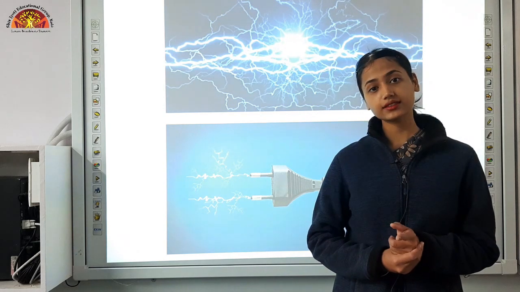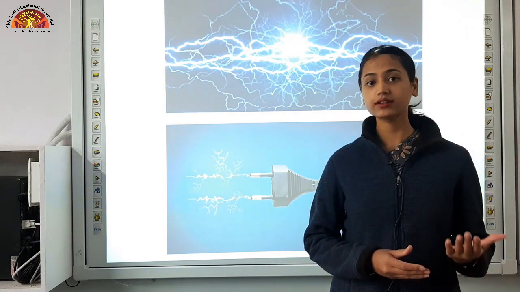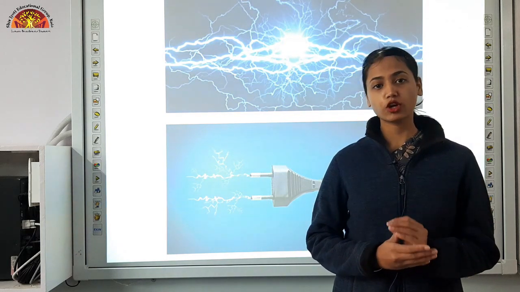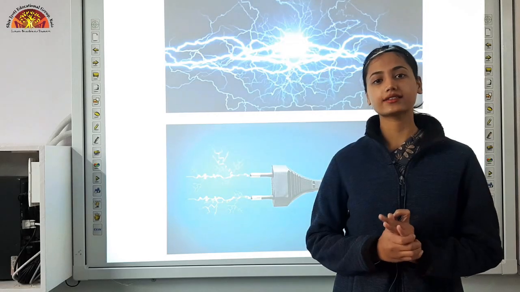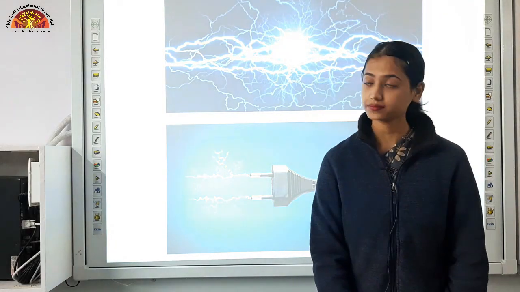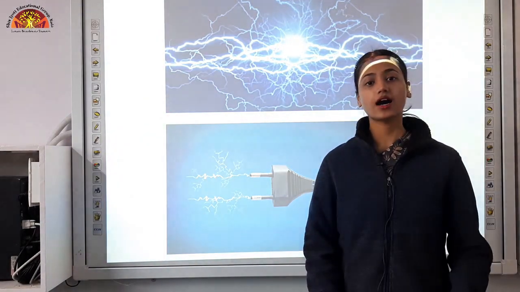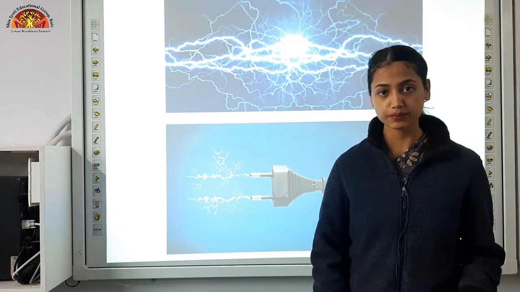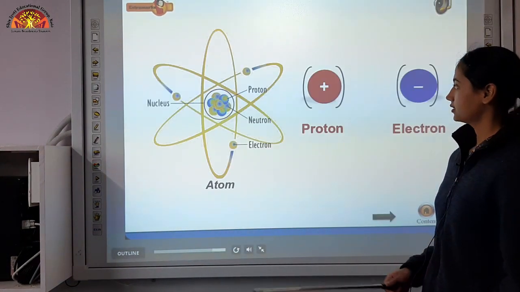So in the rainy season we see a light in the sky, that is again an electric discharge, and that phenomenon is known as lightning. So we can say that lightning is an electric discharge but on a very large scale. To know how lightning takes place, we should first know what electric charges are.